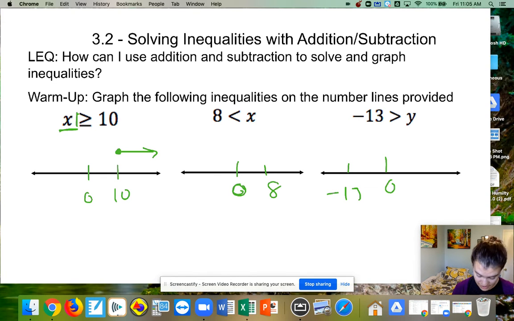If we have the 8 is less than x, well, there's no equals to, so we have to have an open circle. And then we're trying to figure out, is x bigger than 8 or less than 8? So again, x here is next to the big side of our inequality, so x has to be bigger than whatever this is, so we want to go this direction. For this one, we have negative 13 is greater than y, so again, there's no equals to, so we need an open circle. And then we're trying to figure out, is y bigger than this number or less than this number? Well, y is on the small side of our inequality, so it needs to be the smaller number, so we have to go this direction.